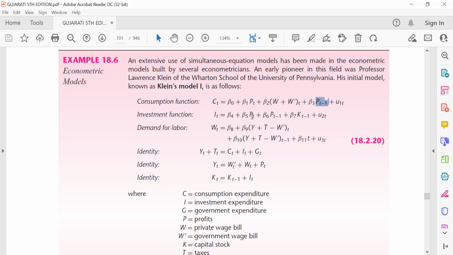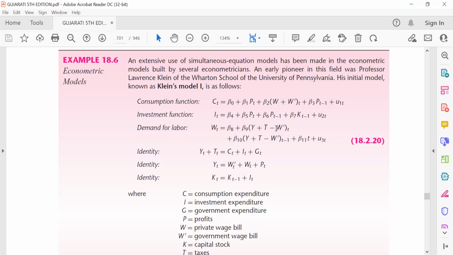Investment is also determined by profit and previous profit and capital accumulation, so the capital stock of the last period. So we also have this one as a predetermined variable. Okay, all of the lagged variables are predetermined variables.